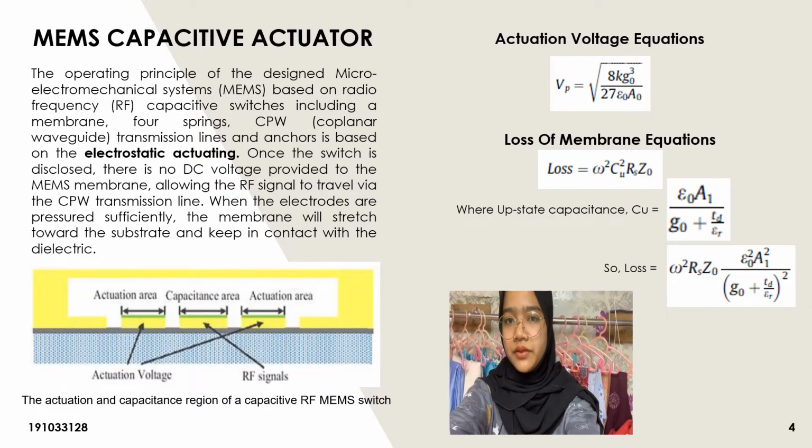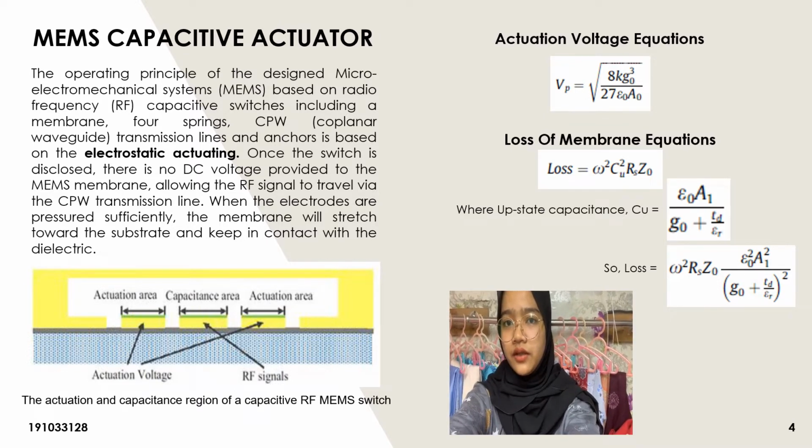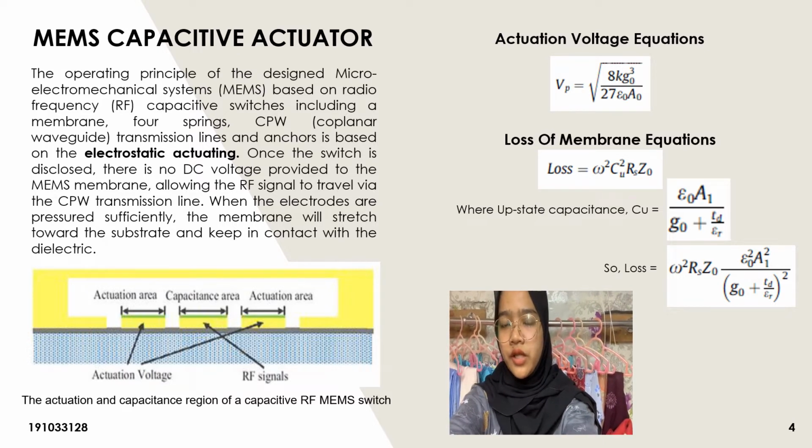The operating principle of the MEMS-based RF capacitive switch design is electrostatic actuation. The actuation voltage can be expressed as given, where K is the stiffness of the beam, g0 is the zero bias bridge height, ε0 is the permittivity of free space, and A0 is the overlap area of the top and bottom actuation electrodes. From this, we can tell that the actuation voltage will decrease when the actuation area becomes larger.